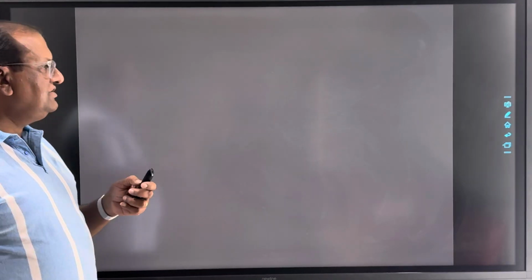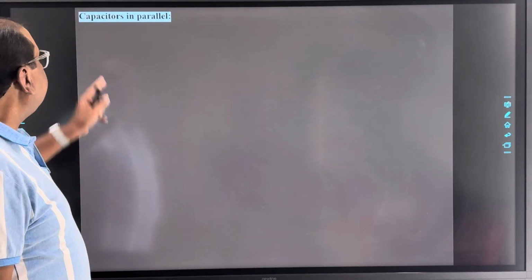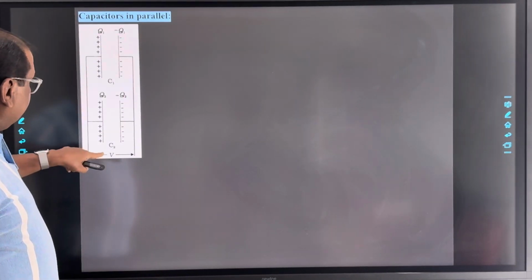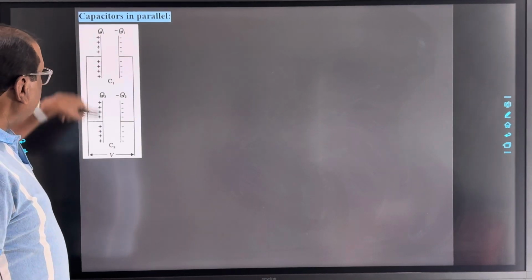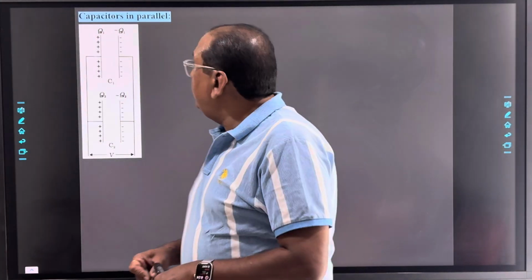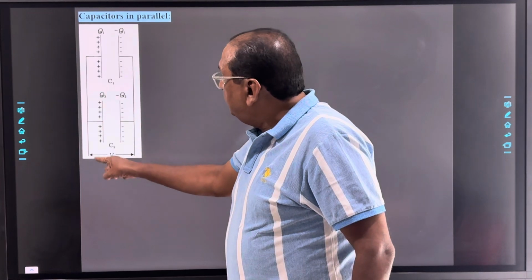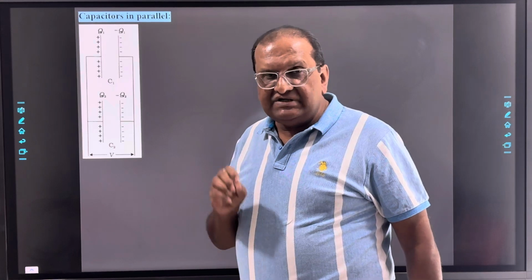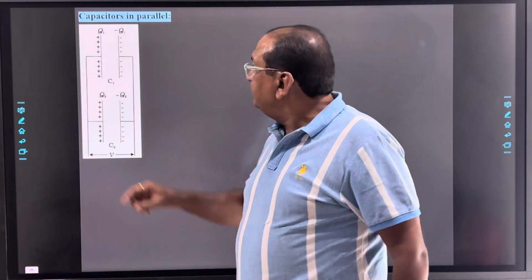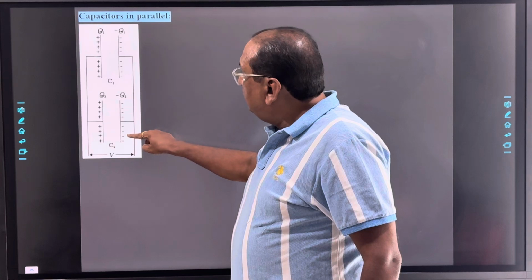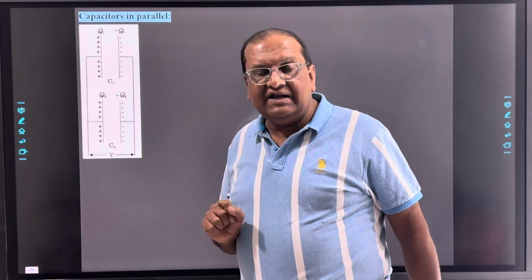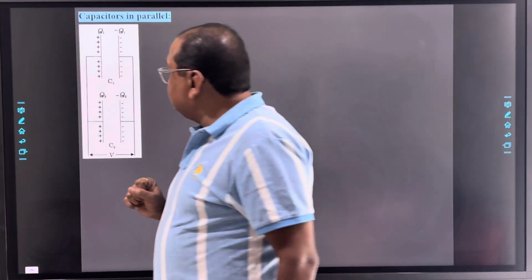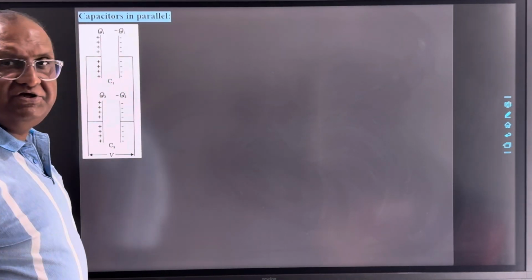Now, parallel combination of capacitors. Suppose the capacitors are connected with the supply as shown in this figure in such a way that one plate of each capacitor is connected with the positive terminal of the battery and the other plate of each capacitor is connected with the negative terminal. Then this type of connection of the capacitors is known as parallel combination.